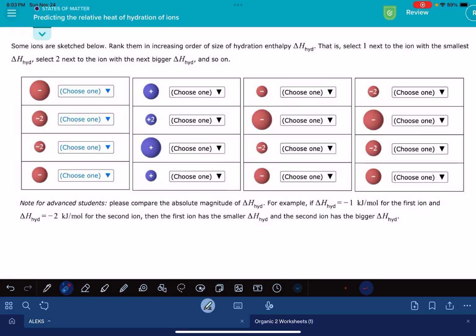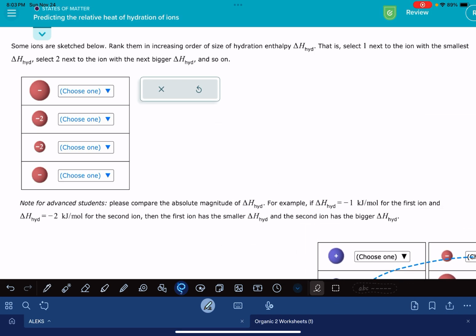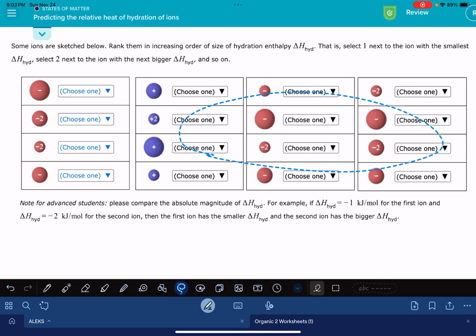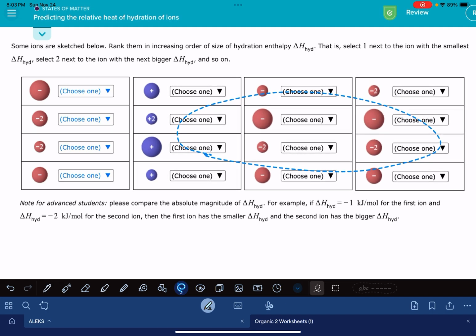In this video, I'll show you how to solve the ALEKS problem called predicting the relative heat of hydration of ions. This is a pretty straightforward problem. First of all, when you look at your problem, you're just going to see one set of 4 ions, and you're being asked to rank those ions in order of their enthalpy of hydration, which is just the enthalpy associated with dissolving them in water. I've got 4 sets on this slide so that we can get lots of practice solving this problem.